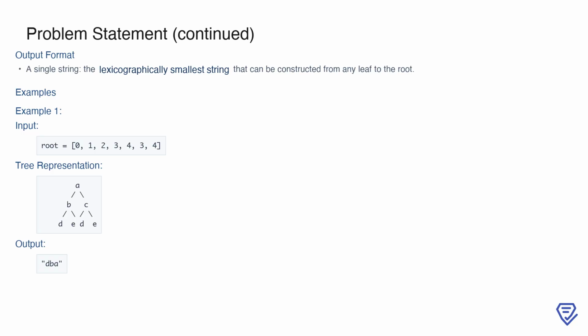Let's consider an example to understand this better. Imagine the input tree has nodes arranged as follows. The root node has a value of 0, which corresponds to A, and it has two child nodes with values 1 and 2, corresponding to B and C. Each of these child nodes has two children of their own. When represented as a tree, the nodes form a structure where the root A splits into B and C, and each of those splits further into D and E. The strings formed from the leaves to the root are DBA, EBA, DCA, and ECA. Among these, DBA is the lexicographically smallest string, so the output for this example is DBA.